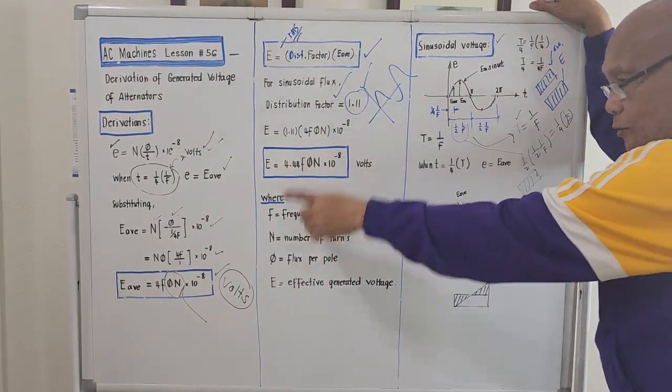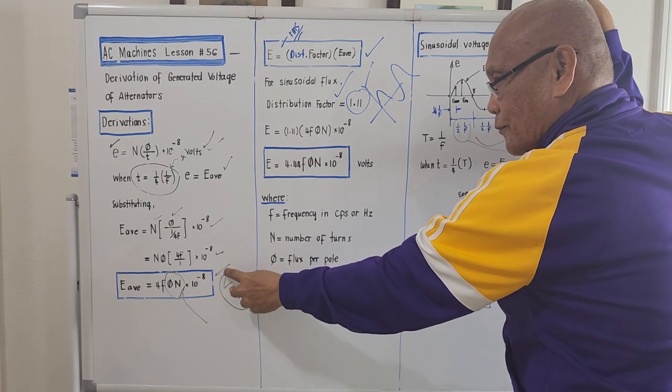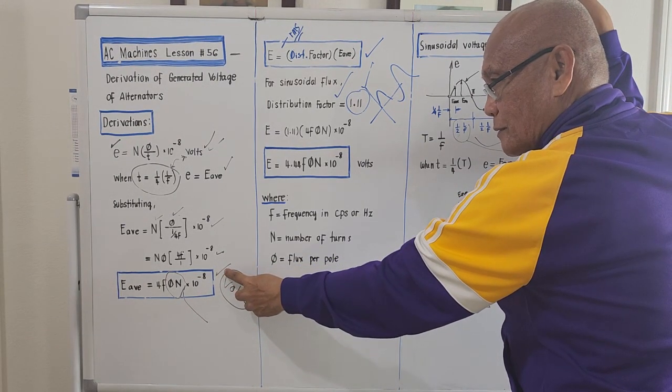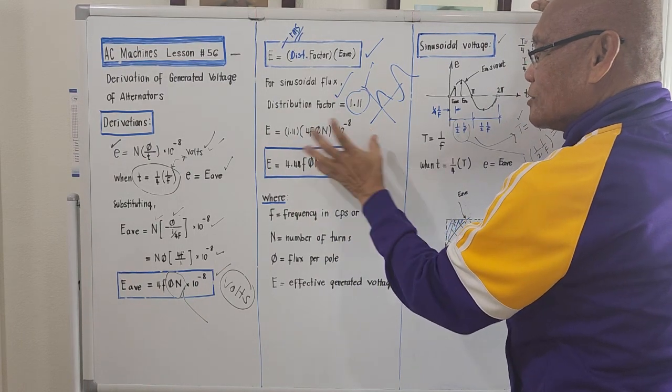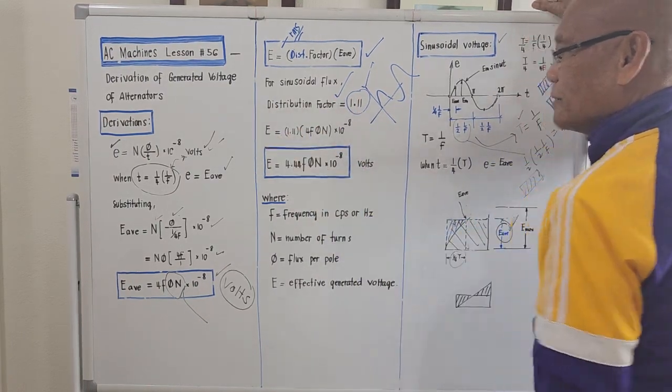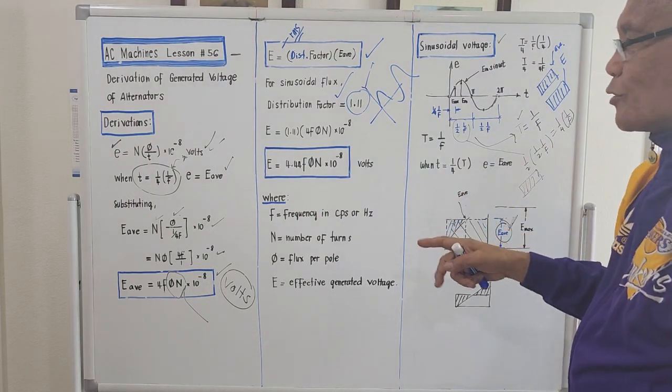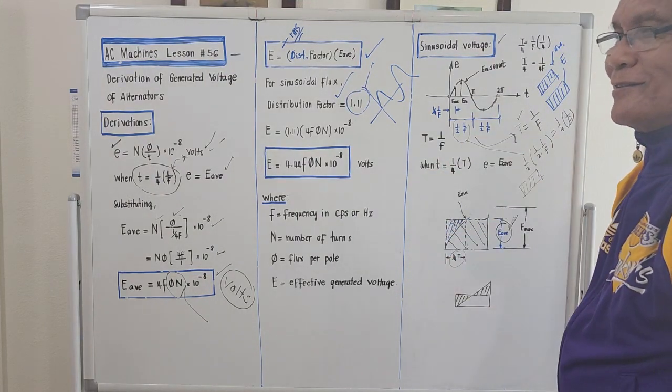E average is actually the derived formula number 1: 4 flux times N times 10 to the minus 8. Right? So if we try to expand this one, that's why there is a factor of 4.44 now.